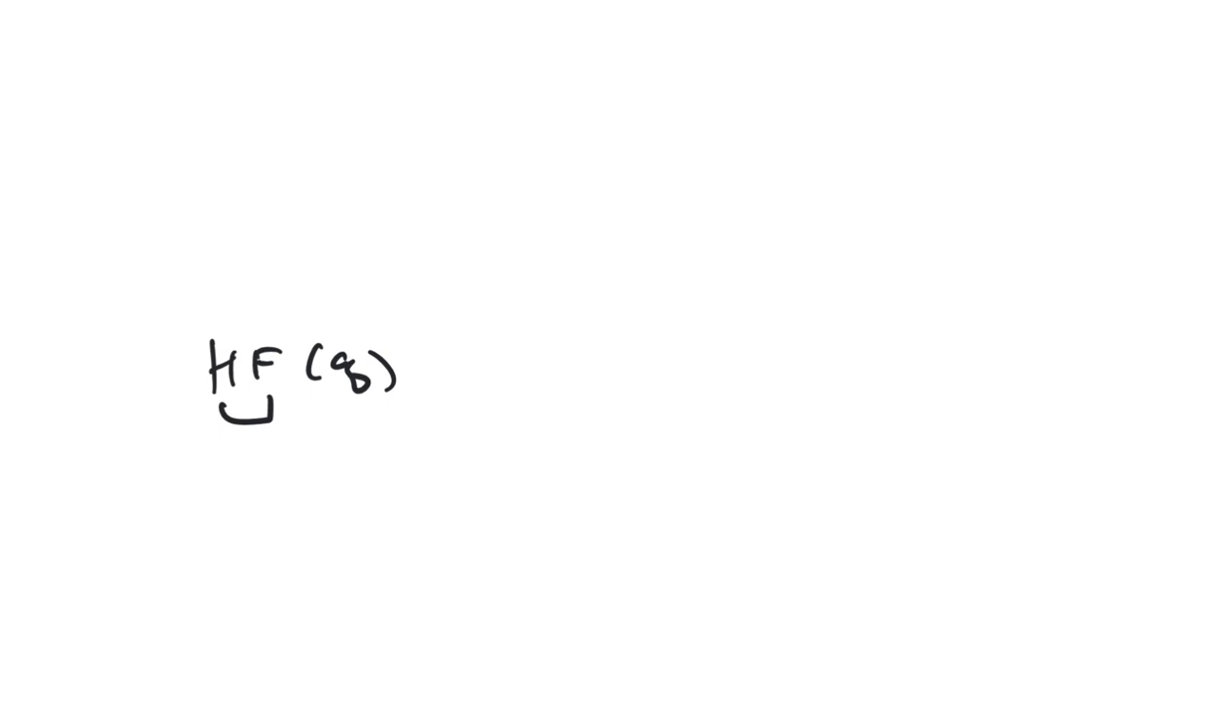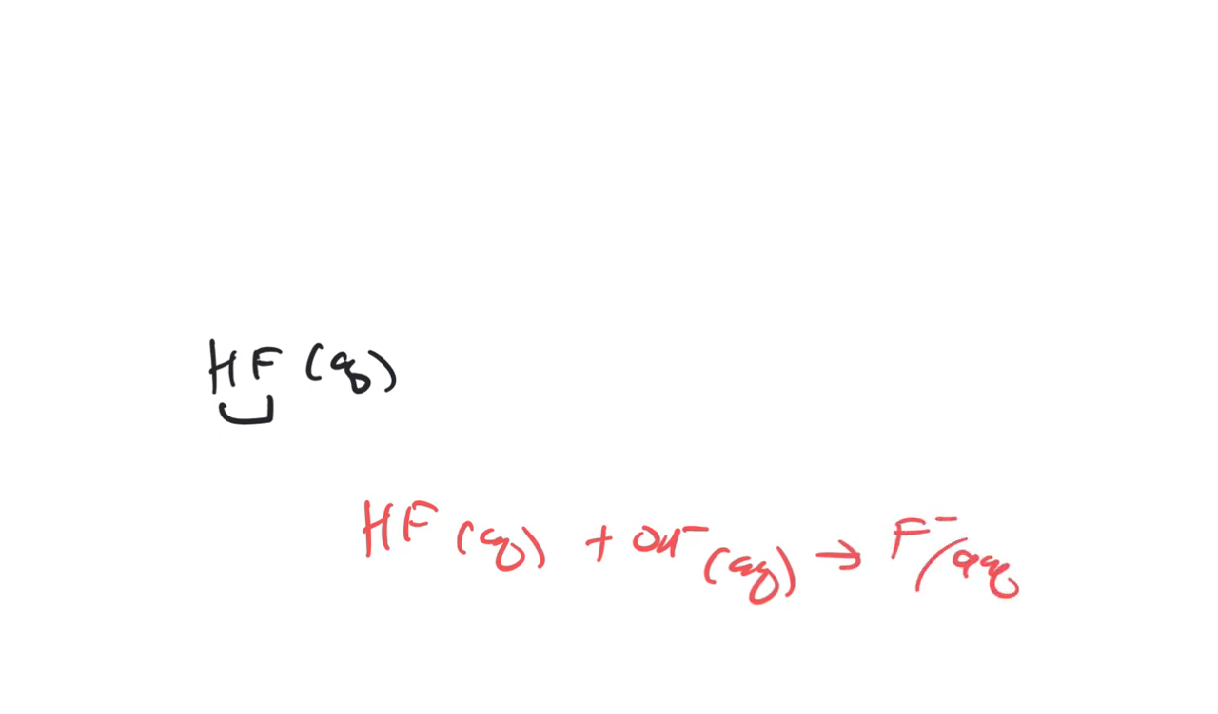So you don't have to have a balance. You don't have to have a plus and a minus to be the spectator ions. We can have both of them, but in this case, it's just the potassium. So the net change here is just HF aq plus OH minus aq forms F minus aq plus water liquid.